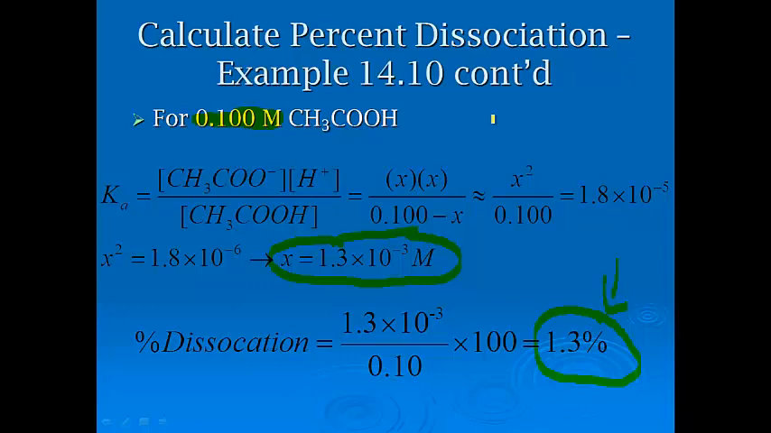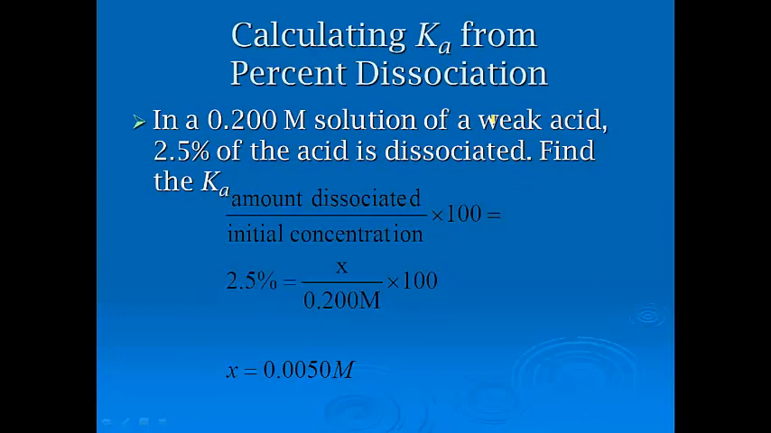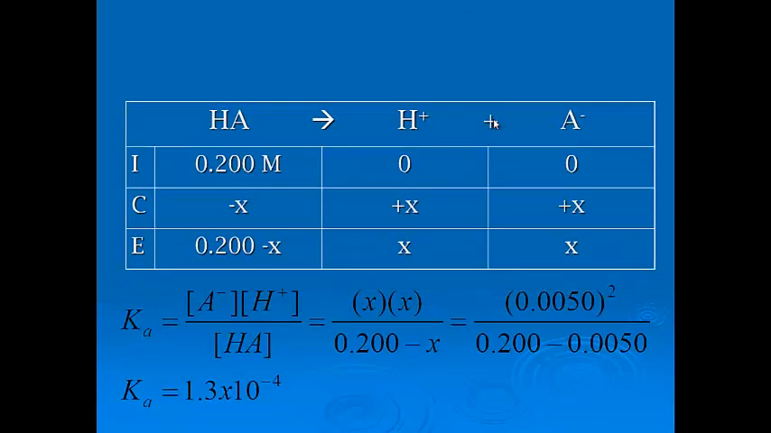We just do it kind of like percent yield, meaning you do it at the end of one of these problems. You also can work backwards to figure out Ka. So in a 0.2 molar solution of a weak acid, 2.5% of the acid is dissociated. Find the Ka value. So if you work backwards, here is what I'm looking for, the amount dissociated. Here's my percent dissociation and my original amount. So I solve for x of 0.0050 molar. Okay, and then I can work backwards from an ice table.